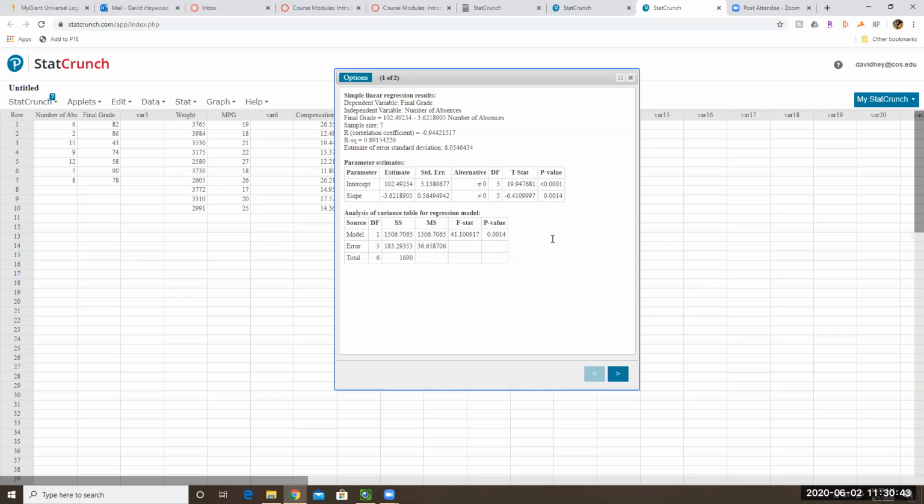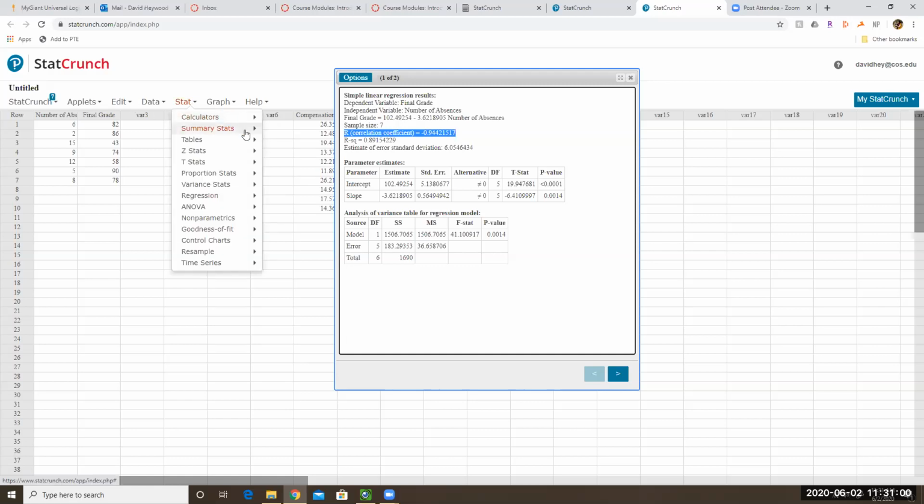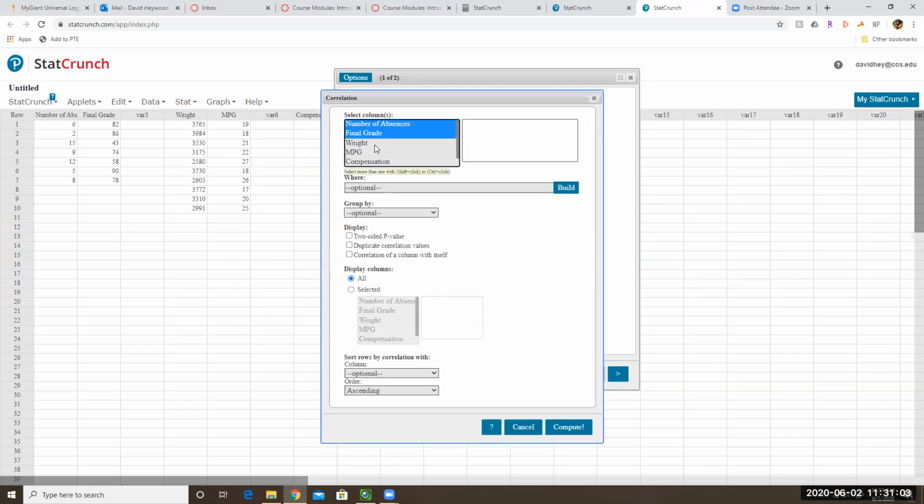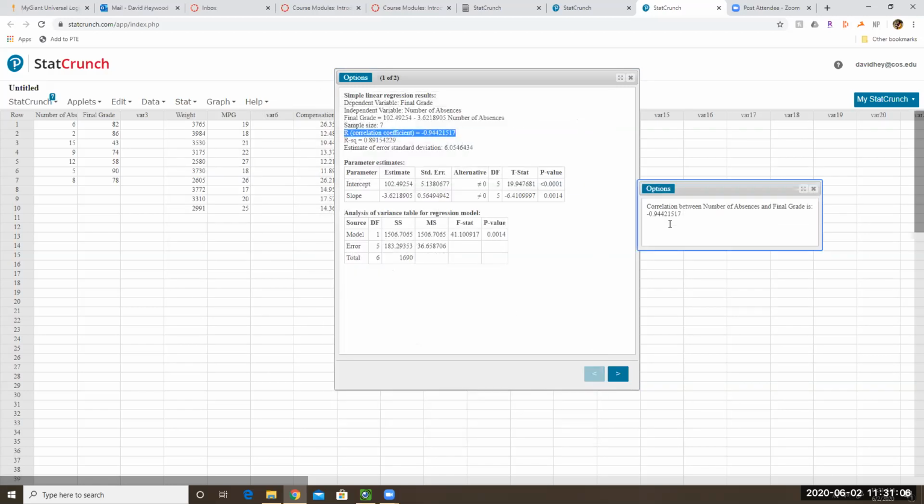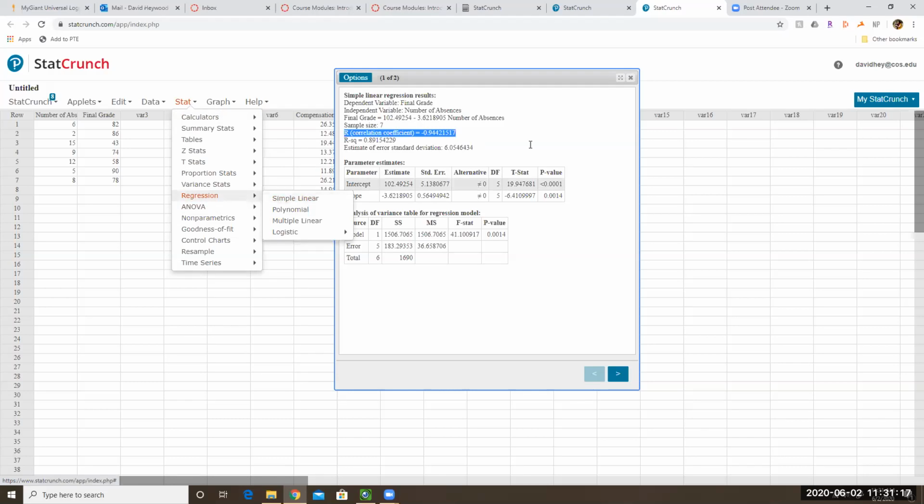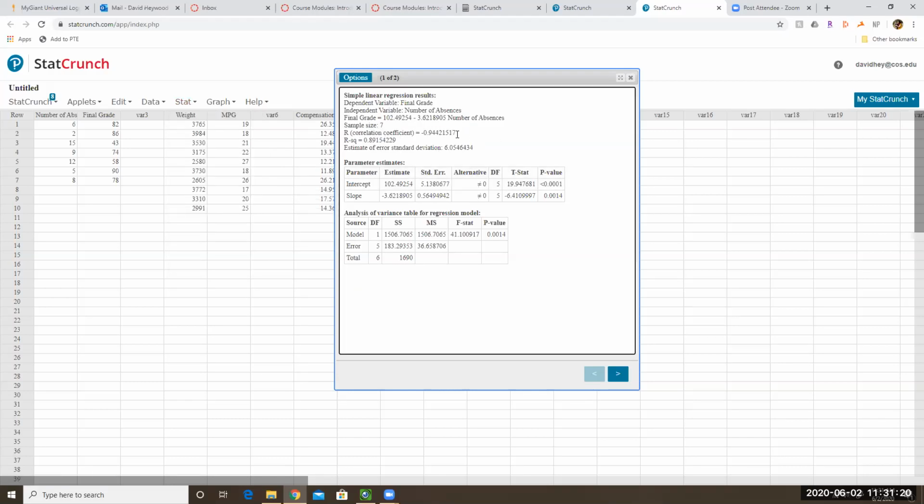But what is important for you to look at is, well, there are a couple things. First of all, notice that this table gives you the correlation coefficient. So in 4.1, we talked about how to get the correlation coefficient, but we got it differently. We went to Stat, Summary Stats, Correlation, and then we got the correlation coefficient this way. But you'll notice that it's the same number, right? Negative 0.944-ish. So going to Stat, Regression, Simple Linear, that's what gives you this stuff. And so it gives you the correlation coefficient and then some. It also gives you more information.